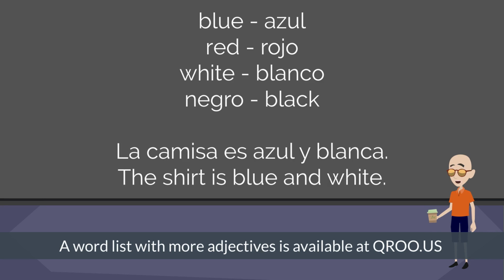What I want to point out here is that colors are adjectives. That means they also have to agree in number and gender. Now look at this sentence. La camisa es azul y blanca. Now, camisa is the noun. So azul can be masculine or feminine, so we didn't have to change that one, but we had to change blanco to blanca to agree.